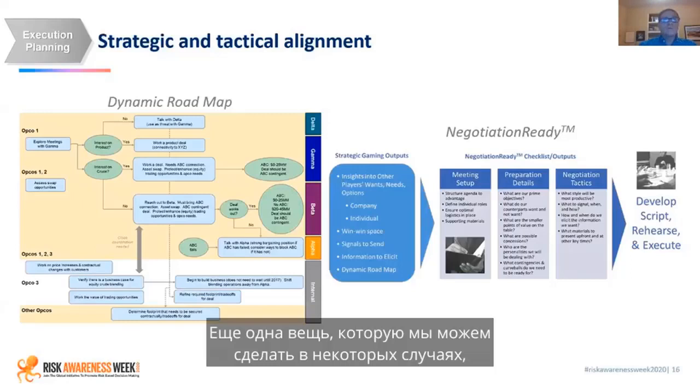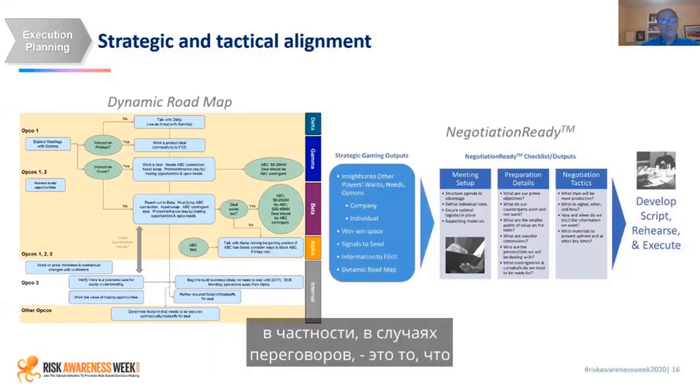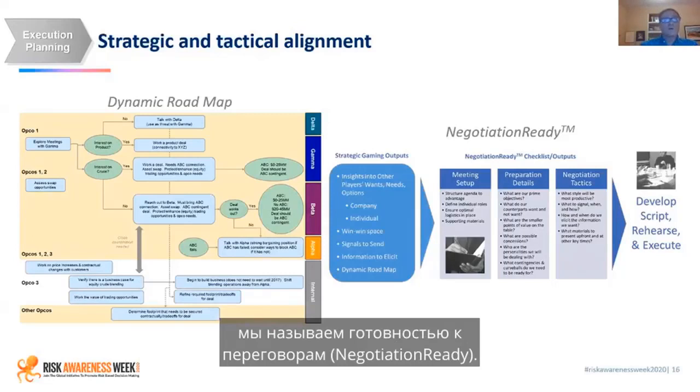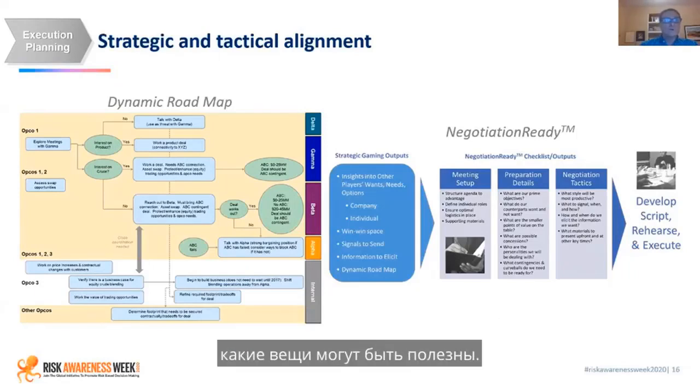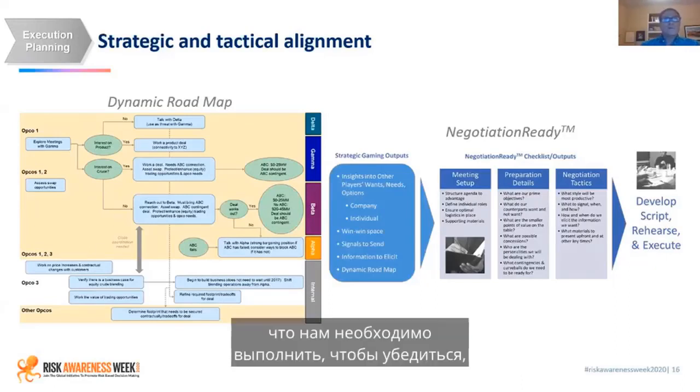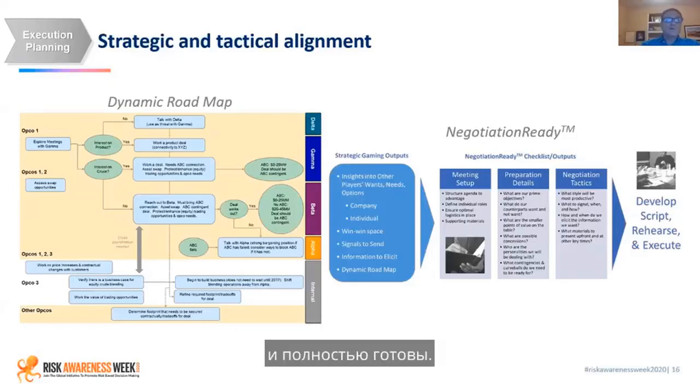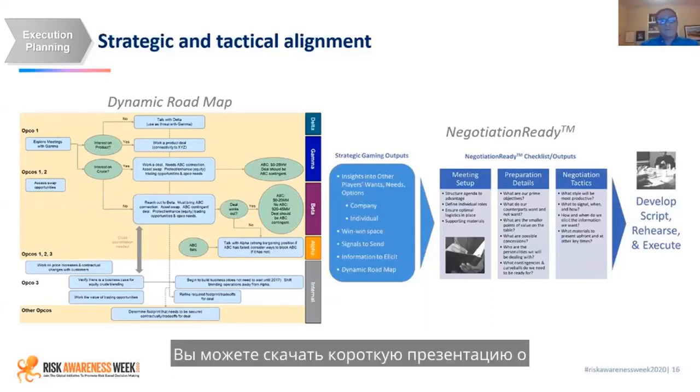Another thing we might do in some cases, in negotiation cases in particular, is something we call negotiation ready. We take the outputs from our strategic gaming analysis, what the win-win space is, and what sort of things might be useful to do. And then we have to put it into something of a checklist where we say, what sort of things do we need to do to make sure that we're really fully prepared and we've thought through everything. And you can download a short presentation on Negotiation Ready from my website.